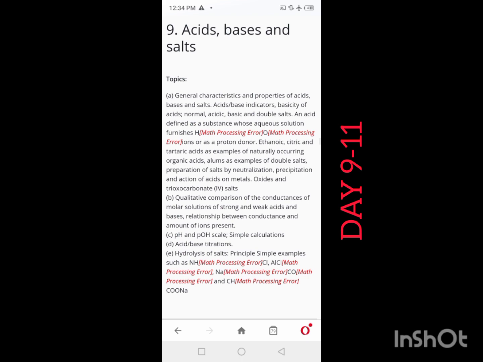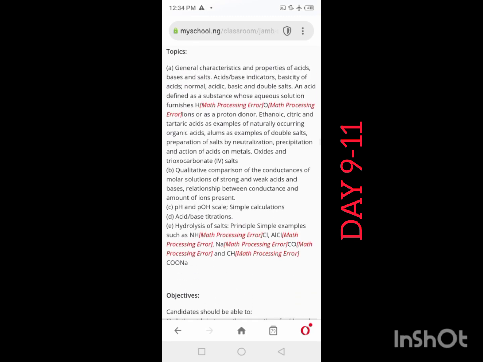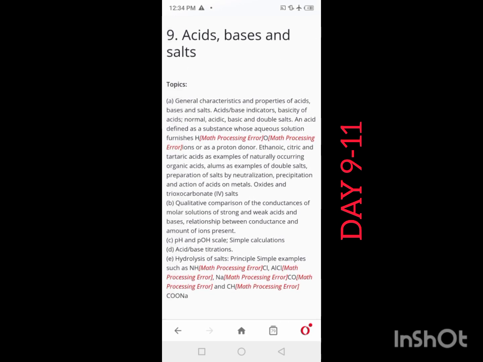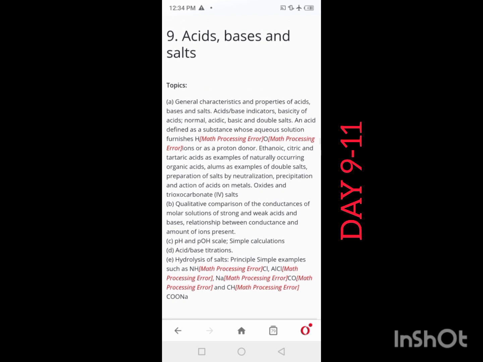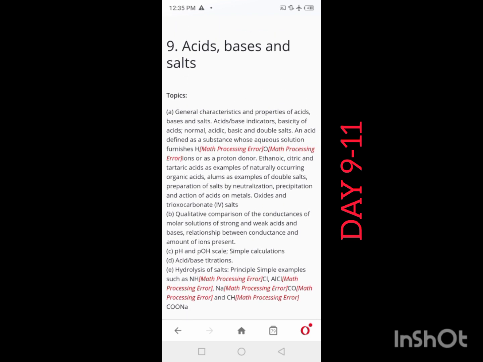And then on the ninth, tenth, and eleventh day, you need to use it for acids, bases, and salts. You do acids, bases, and salts on the ninth, tenth, and eleventh day.